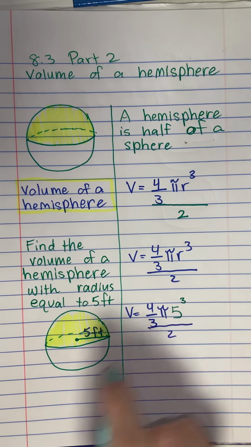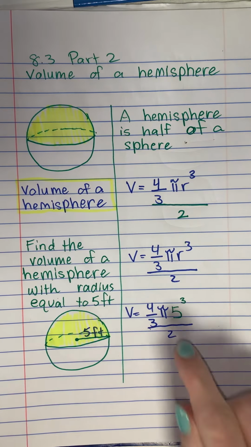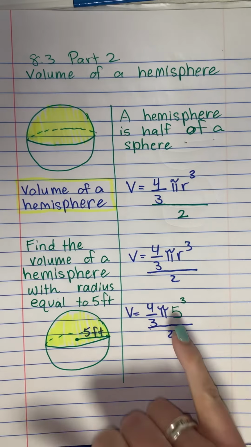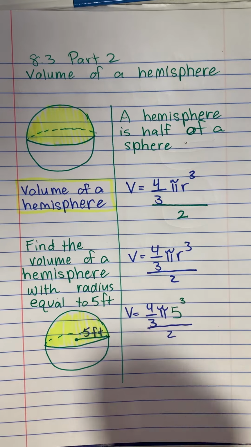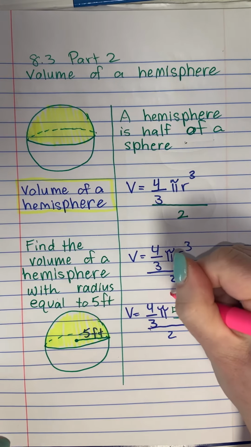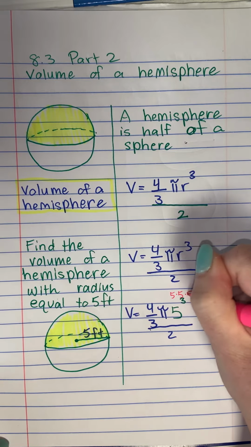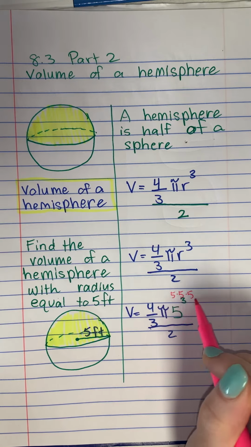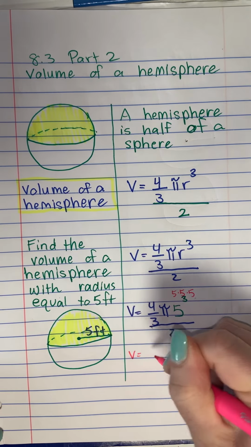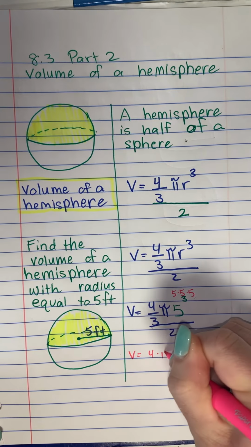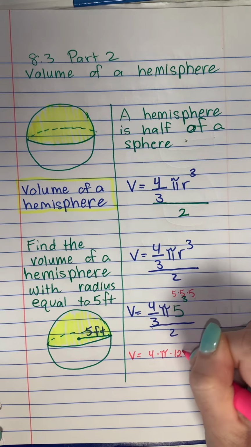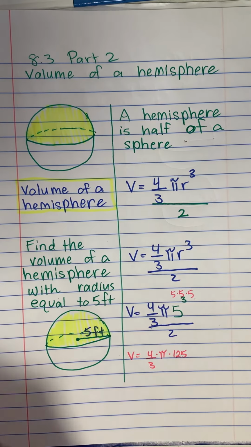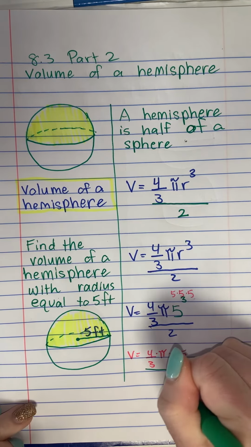So I'm going to do probably more work than you guys would want to, but just to make sure we get all the steps correctly, we're still following PEMDAS. 5 cubed, that's the same as 5 times 5 times 5. So 4 times pi times 125. And whatever we get there, we're going to divide this whole thing by 2.